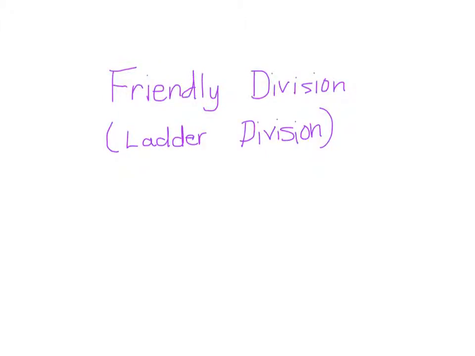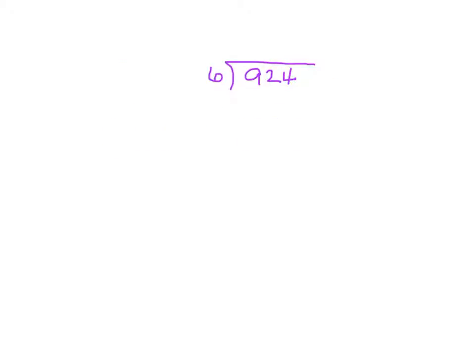In this lesson, we're going to look at one of my favorite types of division, which is called friendly division and sometimes called ladder division. I've actually even seen it called partial quotient division by different philosophies of thought. We're going to start with this first example, 924 divided by 6.